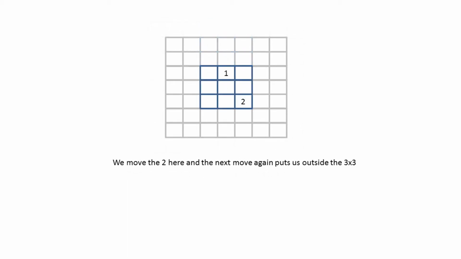And here you can see the 2 placed in the proper position in our 3x3, and it's now time to make another diagonal move. Again, this move puts us outside of our 3x3 grid, so using the translation that we learned before, we will now move the 3 to its proper position in our 3x3 grid.